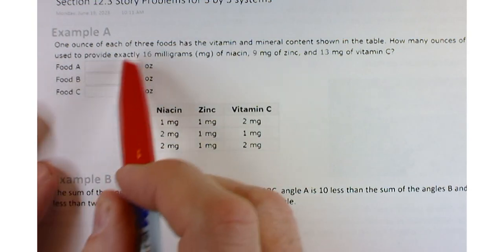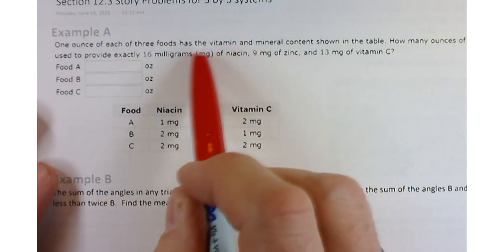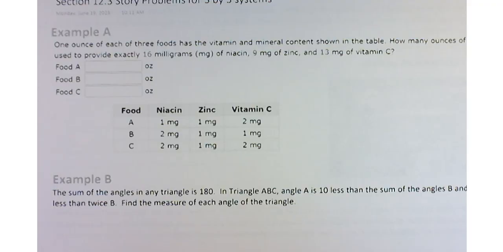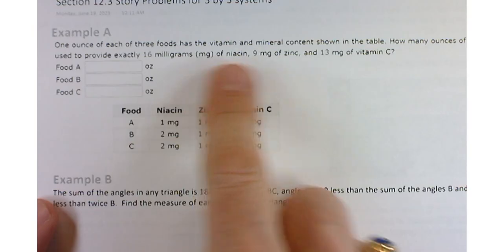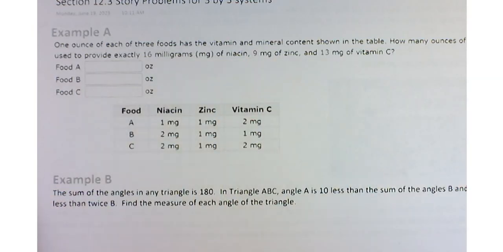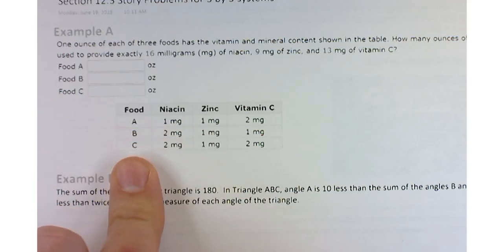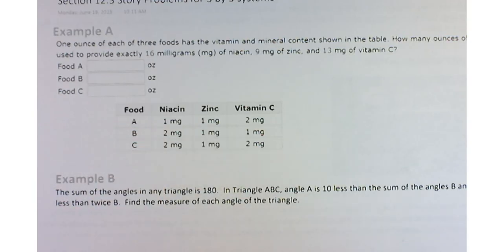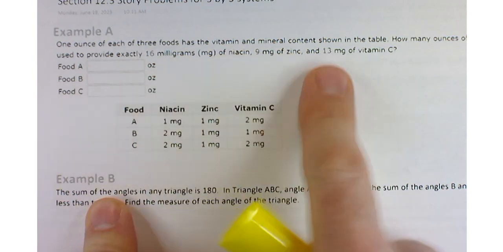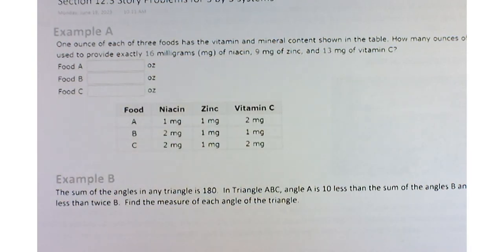So there's 1 ounce of each of the 3 foods. Each has the vitamin and mineral content shown in the table. How many ounces of each must be used to provide exactly 16 milligrams of niacin, 9 milligrams of zinc, and 13 milligrams of vitamin C? Some interesting choices there, but let's see if we can set up a system of equations to help solve this. We're going to let A, B, and C represent the number of ounces of each that we need to get this RDA requirement that we're looking for.